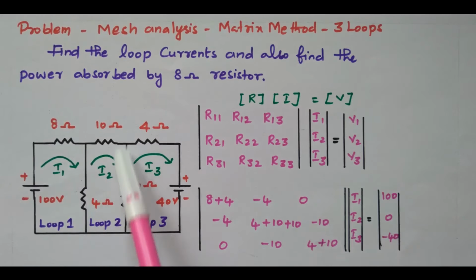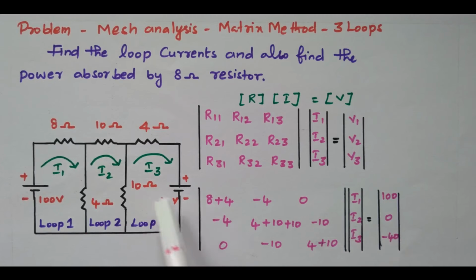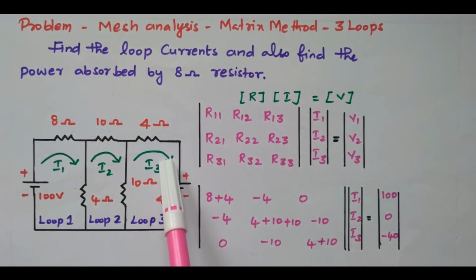In the second loop, the voltage source is not available, 0. In the third loop, this 40 voltage is available. See the current direction. This I3 is flowing from top to bottom, that is positive terminal to negative terminal. So that is a drop in potential, minus 40.